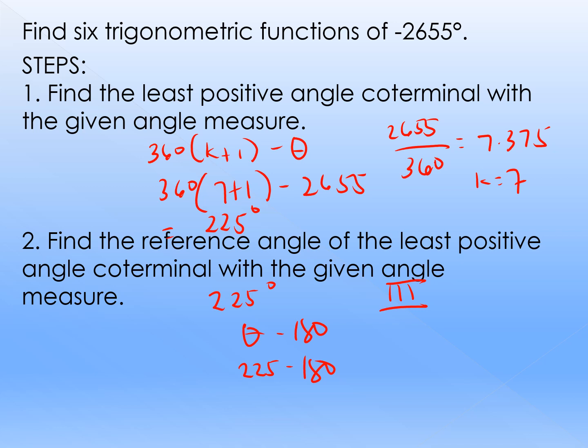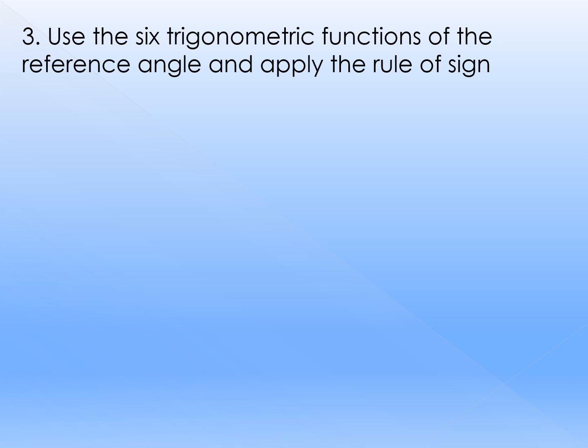Instead of writing theta, we're going to write 225 minus 180, we have 45 degrees. So, therefore, the reference angle of negative 2655 degrees is 45 degrees. After that, we're going to use the 6 trigonometric functions of the reference angle and apply the rule of sine.